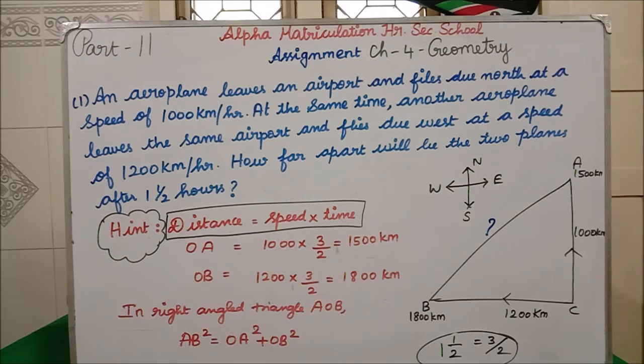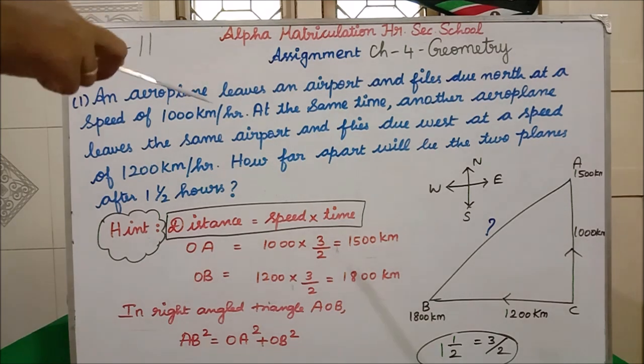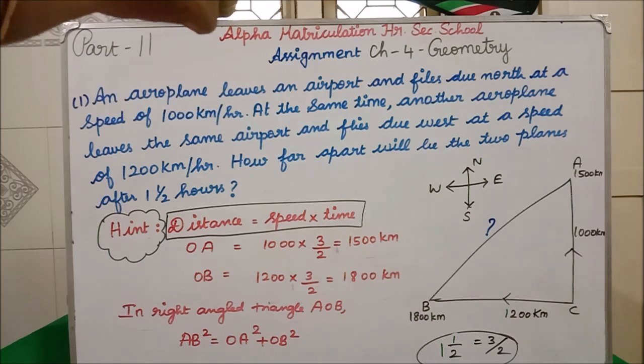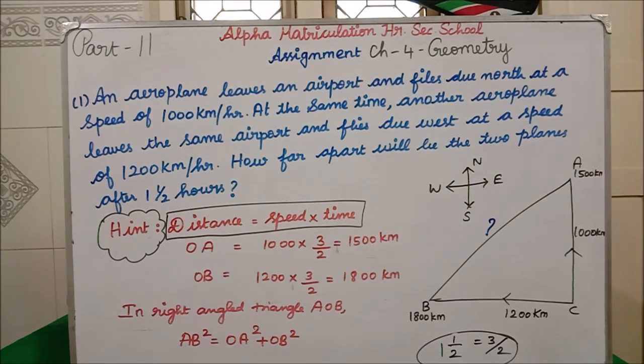Students, in part 11 we are going to do one problem as the assignment. I will explain how to do this problem. An aeroplane leaves an airport and flies due north at a speed of 1000 km per hour. Students, listen, we all know the directions. This is our north side, this is our south, west and east.